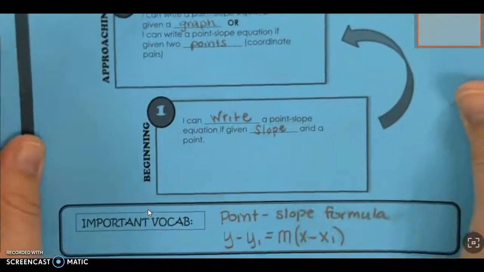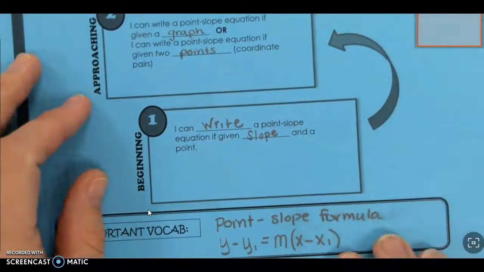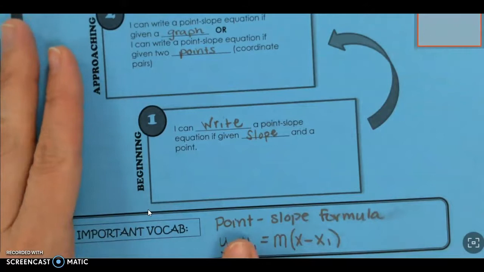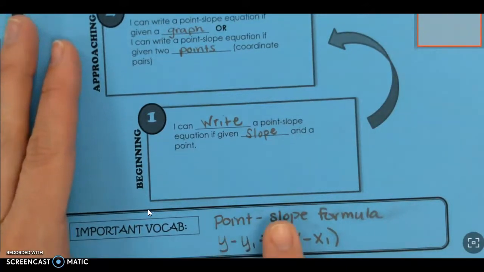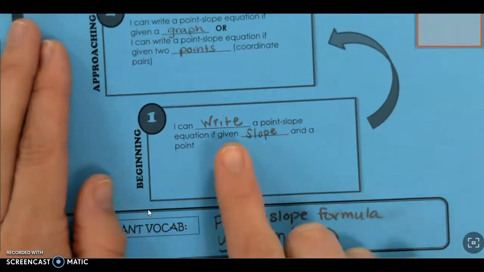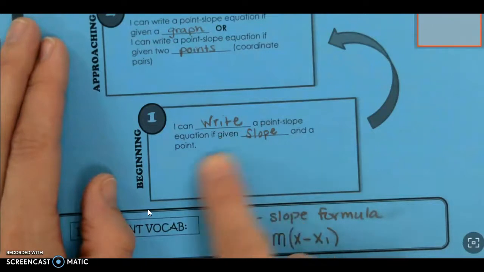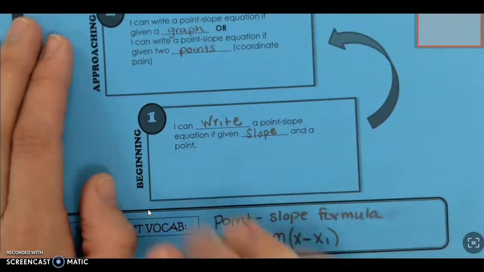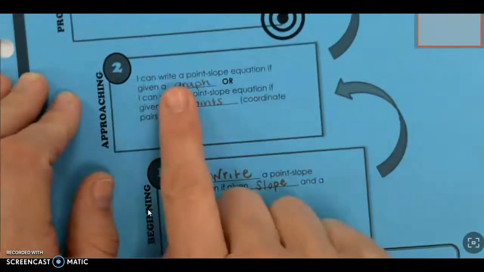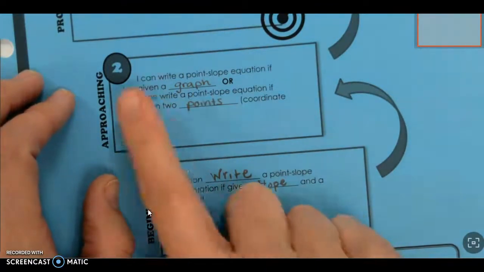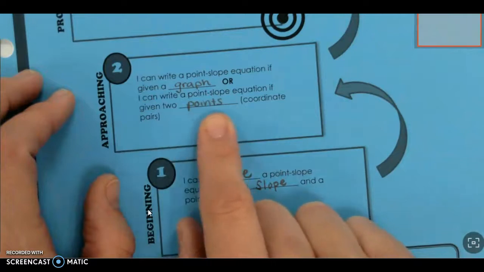We're starting out with the point-slope form of a line, and the point-slope form is different than the slope-intercept form because what you need is a point and a slope versus needing the slope and the y-intercept. So in order to get a level 1, we can write the equation given slope and a point. We can write the equation given a graph, or we can write the equation given 2 points.